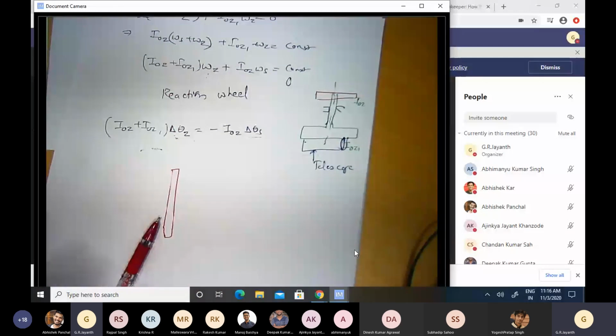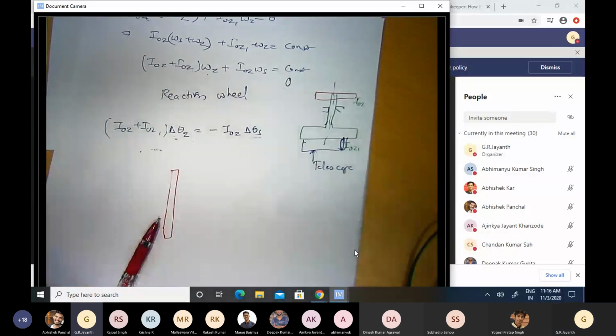Okay, before I do this, any questions about reaction wheels and how they work? Okay, I see that there are no questions.